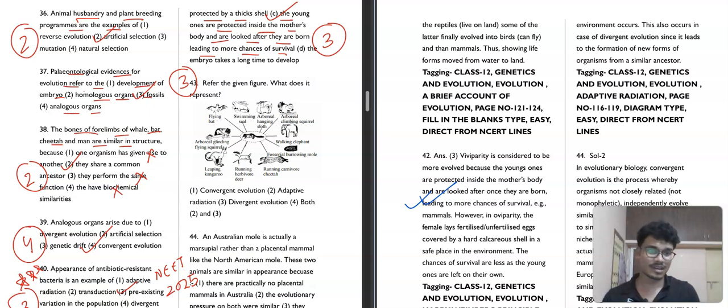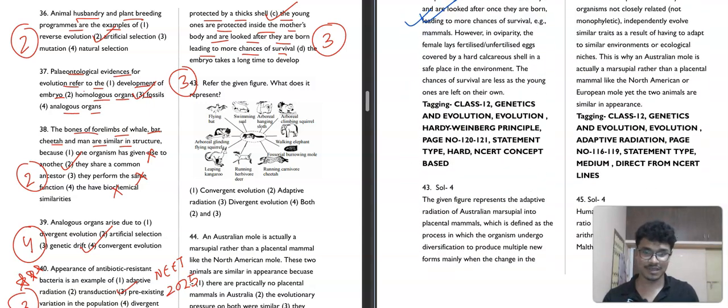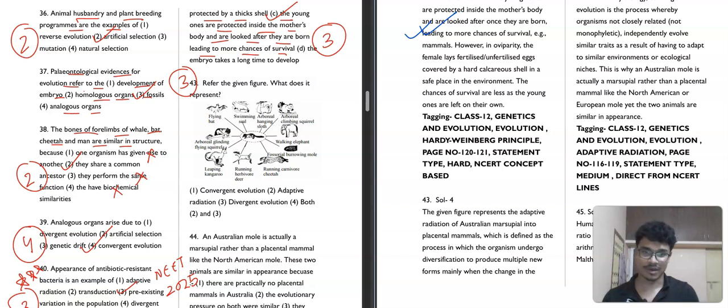Then there is a diagram given. I hope you guys are familiar with it. Now tell me what it is. You should answer this question. It is saying convergent evolution. Is it convergent evolution? No. Then adaptive radiation? Absolutely, this is adaptive radiation. And is it divergent evolution? Yes, it is divergent evolution as well. The given figure represents the adaptive radiation of Australian marsupials into placental mammals.